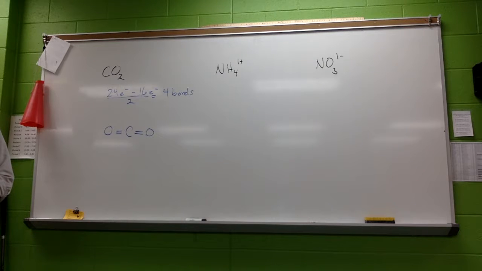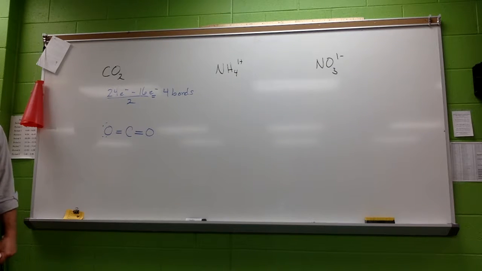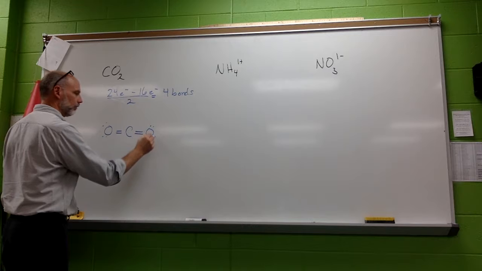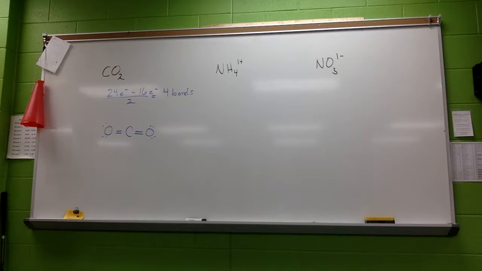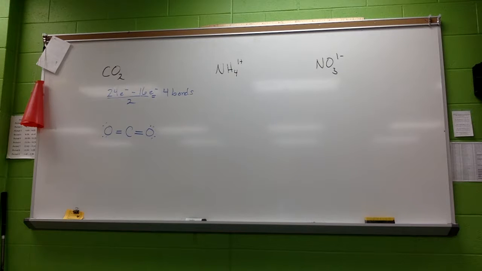Do we need to complete any octets for the peripheral atoms? Oxygen has its full octet? No, oxygen only has 6. No, it only has 4. 2, 4. Boom, boom. And same thing with the other oxygen. Well, currently no, but remember I'm trying to keep my electron pairs away from each other as far as possible, 2-dimensionally. We'll do 3-dimensional later.